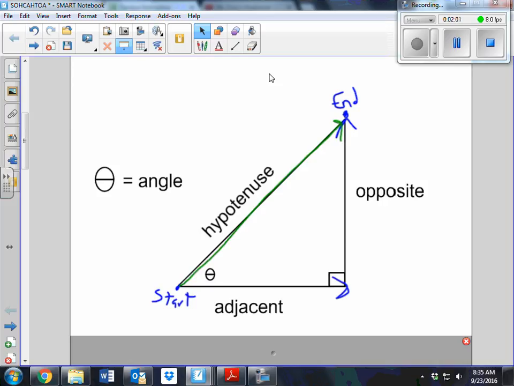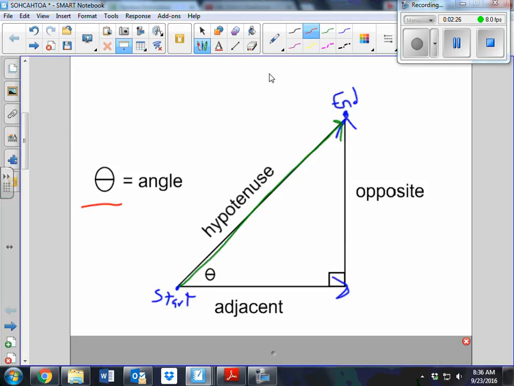But what if I asked you, hey, I want to know this angle? Just so you know, this sign is the Greek letter theta, and theta for math and physics means angle. So whenever you see that symbol, we're talking about an angle. So if I said, hey, find that angle, or hey, I have an angle and a side, I want you to find another side, this is where we use trigonometry.